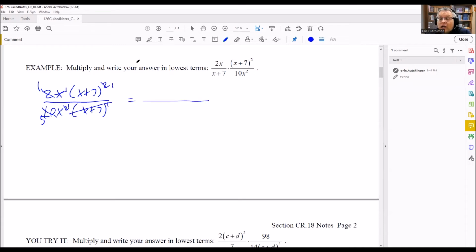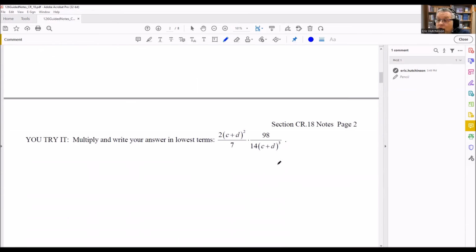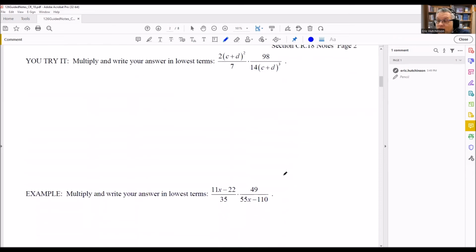So let's rewrite what we have. So far on top, I just have a 1, and I have x plus 7 to the first power. So that's just going to be x plus 7. On the bottom, I have a 5, and I have an x to the first power. So that's all I have left. The x plus 7 canceled out, and the 10 is gone. So I just have a 5x only. And that's as much as I can do as far as reducing. So I'll leave my answer as that. So let's try one more of these kind of problems.